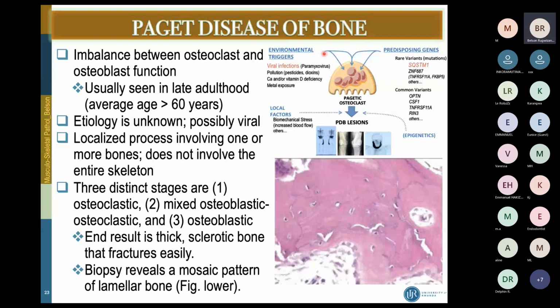Okay, so the etiology is not known. It is a localized process involving one or more bones and does not involve the entire skeleton. So Paget disease doesn't affect many bones, it usually affects one. There are stages: osteoclastic, where there will be too much bone resorption; then the mixed osteoclastic, meaning both osteoblasts and osteoclasts are working very hard; and the third one is osteoblastic.